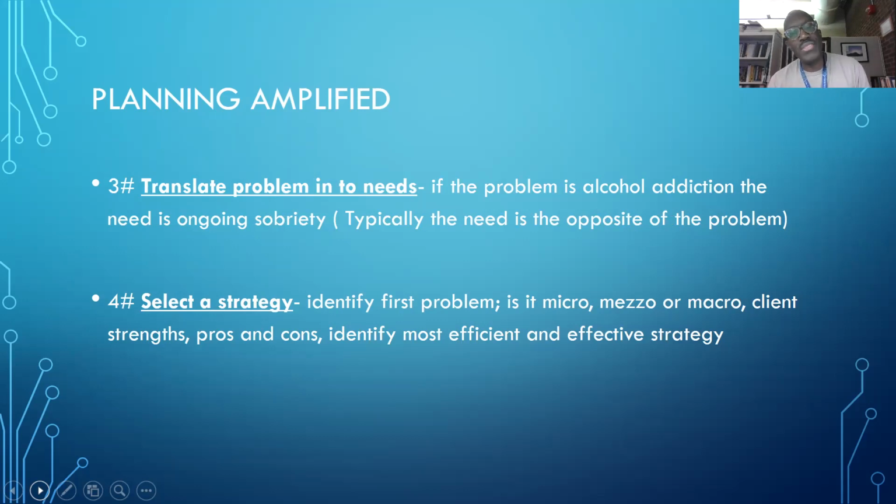Then also selecting a strategy. So being able to, after you identify the problem, and the first problem we're going to work on, ask: is this a micro level problem? Is this something that's happening between an individual or members of his family? Is this something that's meso level? Is it happening at work or at school? Is it a macro issue? Is there something that's in the larger community that's problematic?